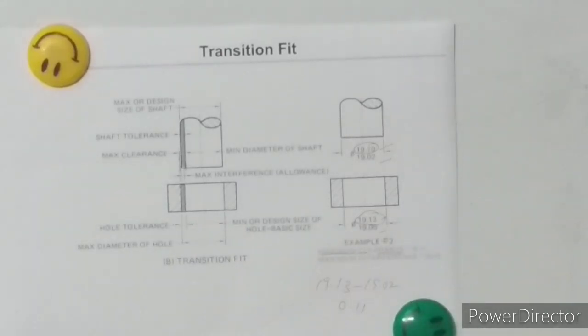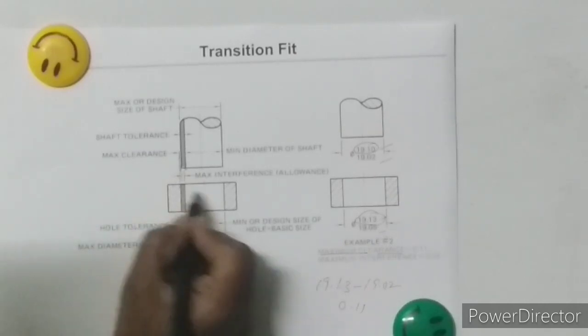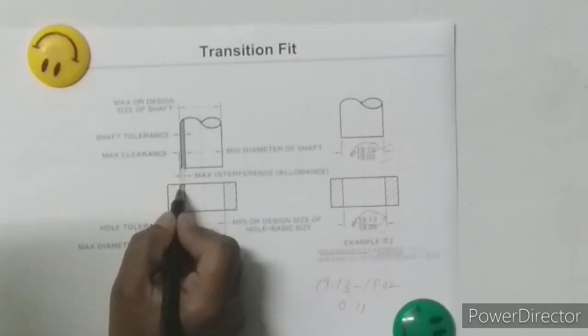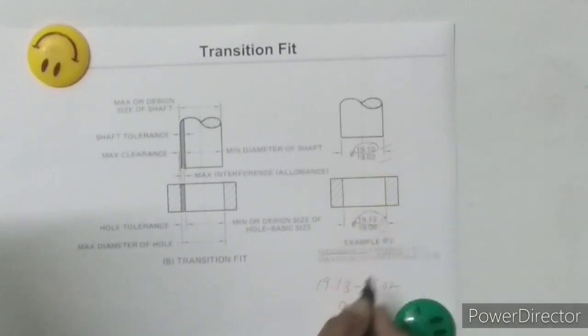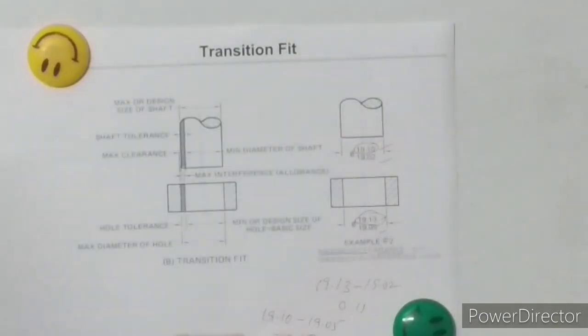What is the maximum interference? The maximum interference is nothing but the upper limit of the shaft minus the lower limit of the hole. Upper limit of the shaft is 19.10 and lower limit of the hole is 19.05. The difference is 0.05. That is interference. When the shaft size is more and the hole size is less, we call it an interference. So that is 0.05. Now these things we'll see in the numericals.